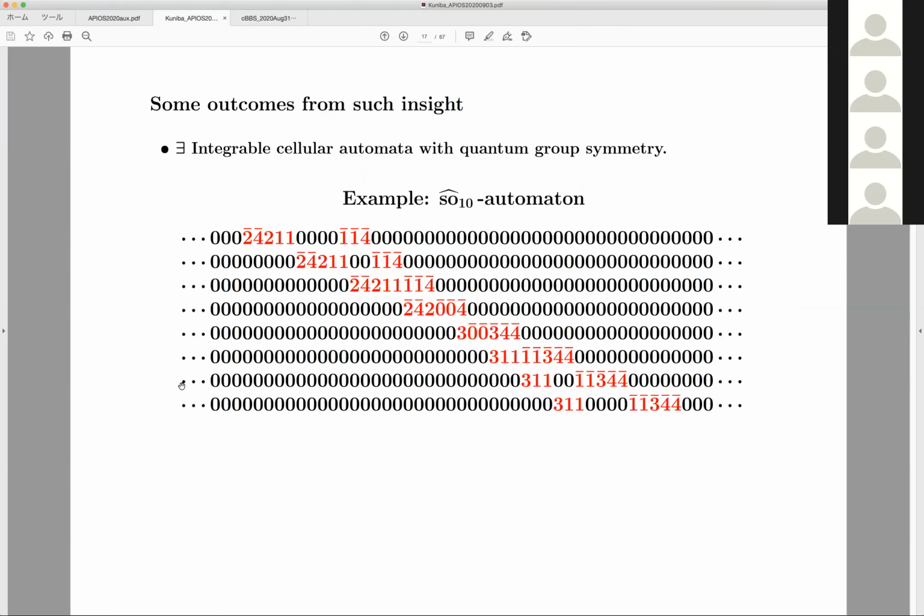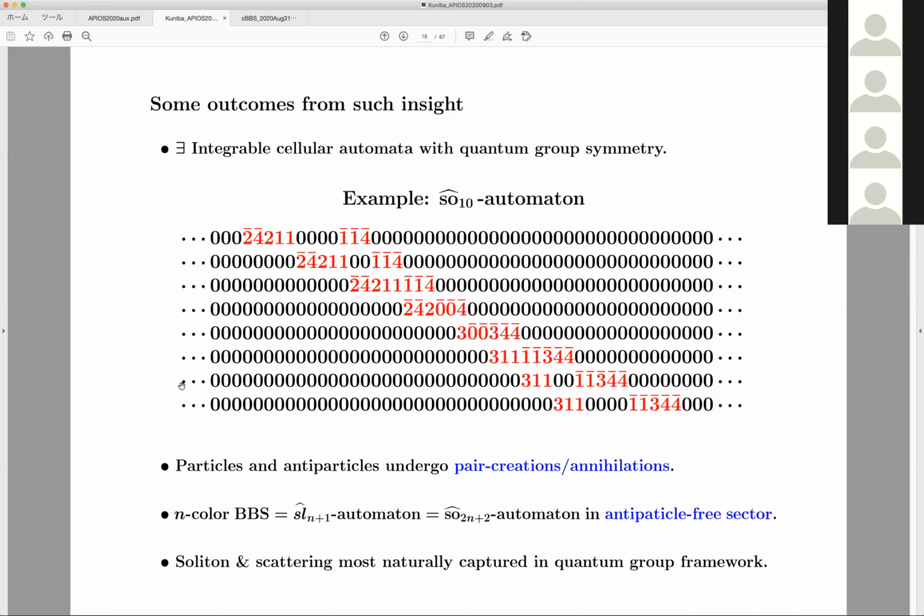I'm not going into such aspects in detail in this talk, but let me just give you some outcomes of such insight. So there are now integrable cellular automata with quantum group symmetry. Here is an example associated with an orthogonal group, the D5^(1) automaton. So this is an example of the collision of 2 solitons.